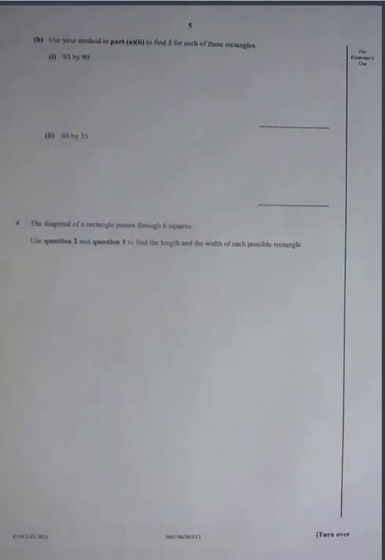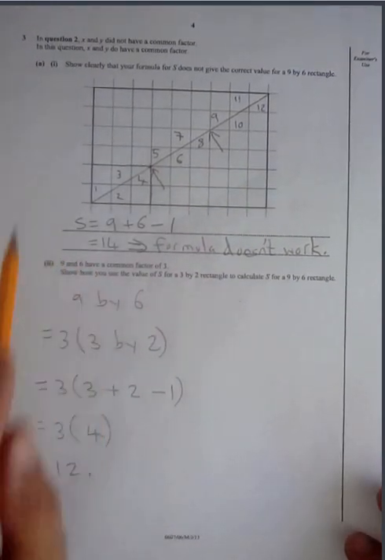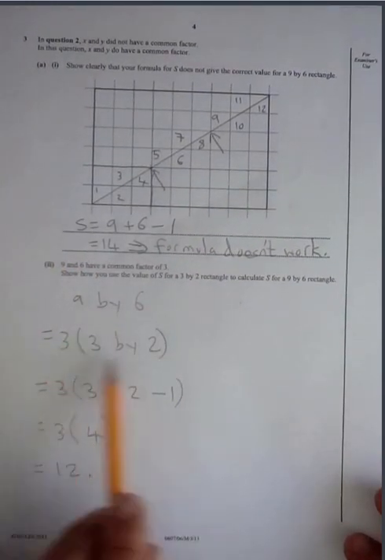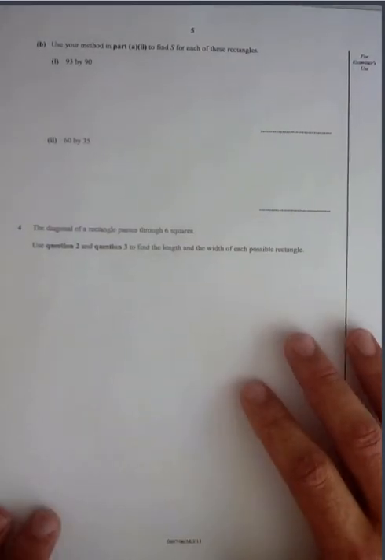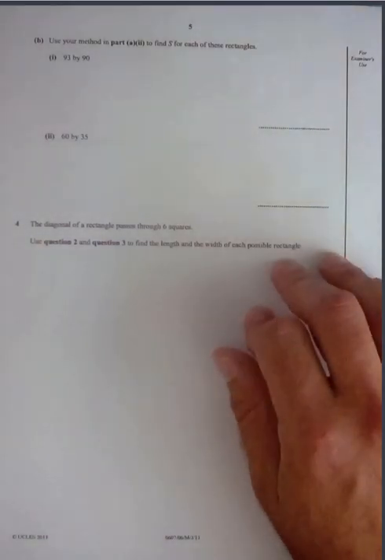Use your method in part A2 to find S for each of these rectangles. So you've got a 93 by 90 rectangle and a 60 by 35 rectangle. So when it says part A2, always make sure you know what you're talking about. So this was A2. So we're going to use this common factor method. And it's really quite deep into the paper now, so it's really quite generous.